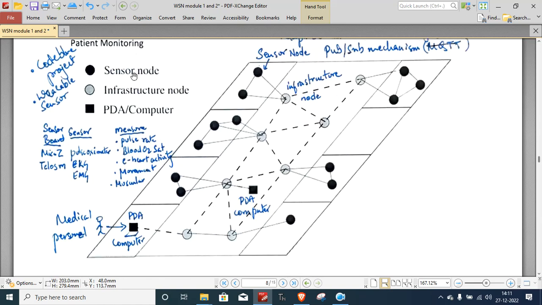So here is a model that symbolizes patient monitoring system, wherein medical personnel can take a look over all the health stats of a patient using PDA or using a computer. So this PDA or computer are in turn connected to these infrastructure nodes that are laid over the entire clinic, and these infrastructure nodes in turn collect the data that are being passed from these sensor nodes, and most of the times these sensor nodes are wearable kind of sensors.